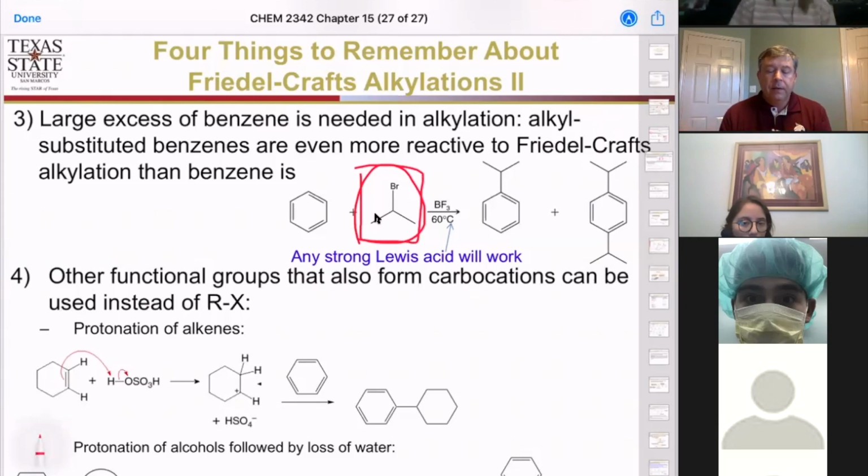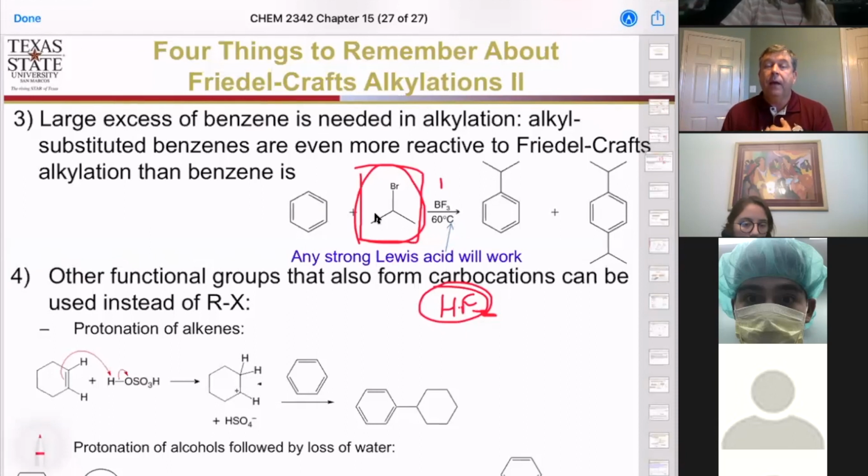Okay. Now, notice here, I have a different Lewis acid. I don't have aluminum chloride. There are several other strong Lewis acids that will work, including BF3, which is in here, or HF. HF is sometimes a strong enough Lewis acid to generate that carbocation and get that reaction to work. So aluminum chloride is the number one used. However, BF3 or HF can also both be used as our Lewis acid catalyst.